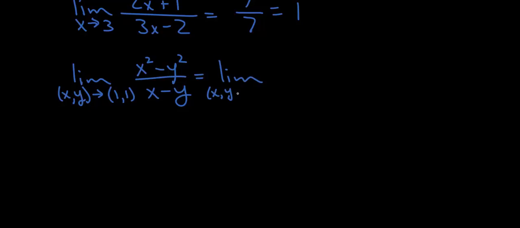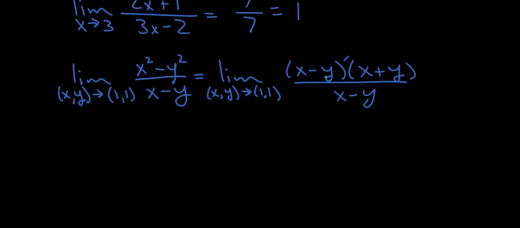(x, y) goes to (1, 1). I'm going to factor. And those cancel, and now I can plug in and I get 2. So this is just like before. We've done this kind of thing a lot.